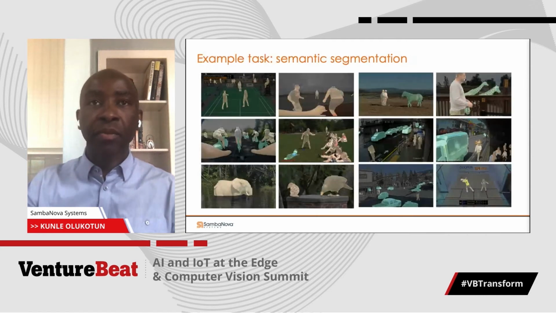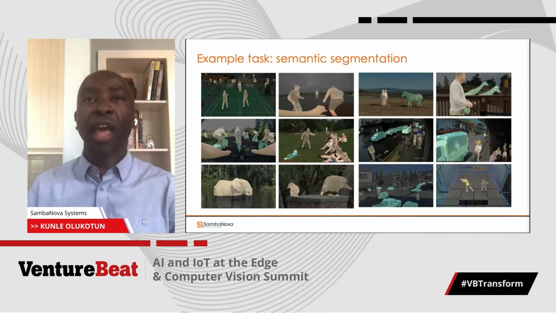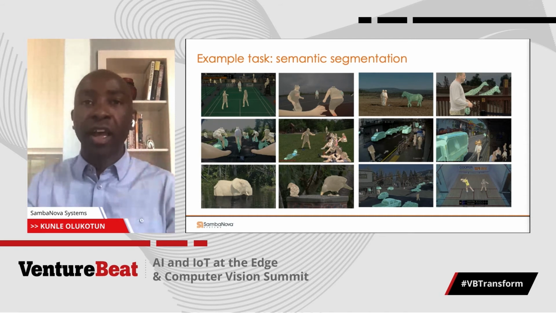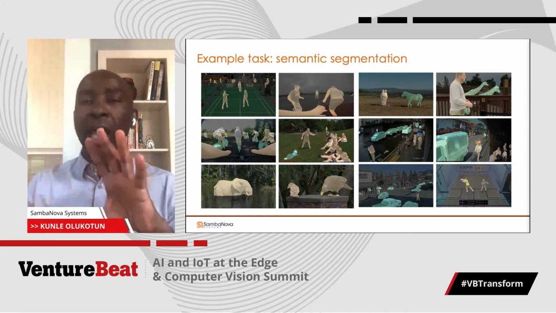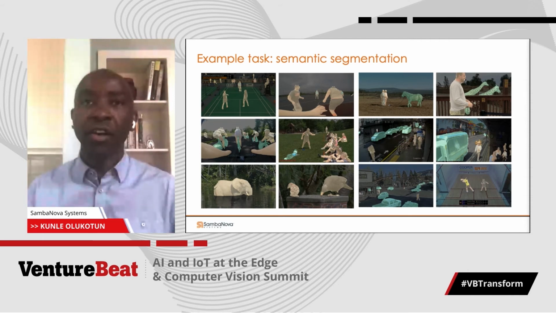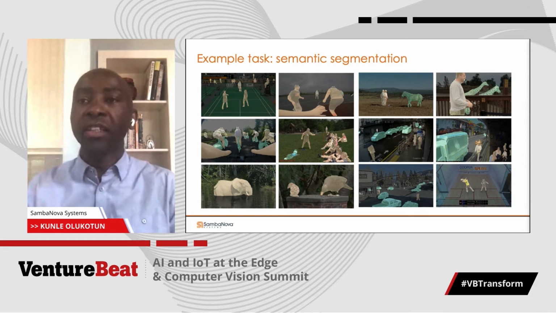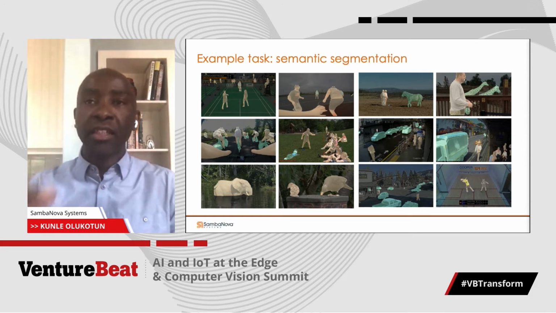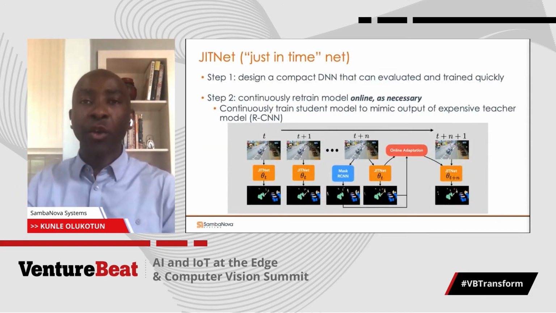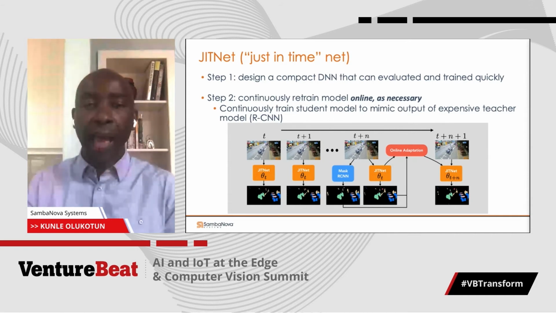So as an example task, let's look at semantic segmentation, where you're trying to detect people or animals or objects and distinguish or segment that object from the background, right? So you see a lot of examples here of people, animals, or cars, and then being distinguished from their background. Okay, and so the way to do that using this continuous adaptation model is a just-in-time model, right?